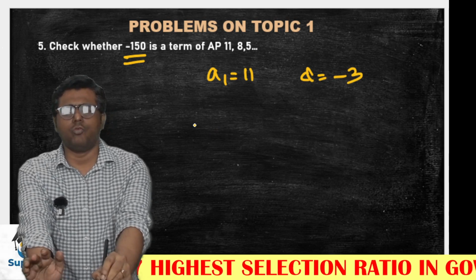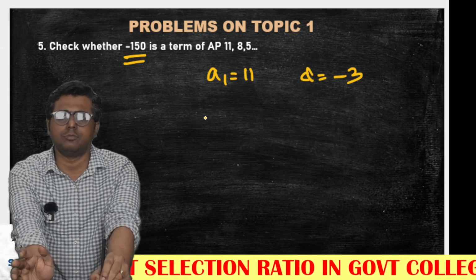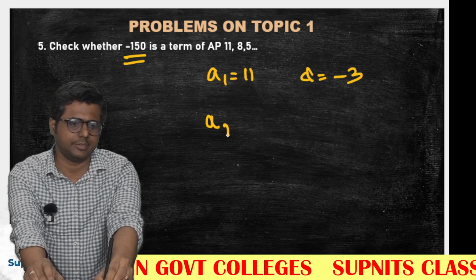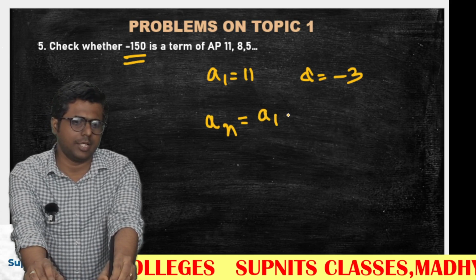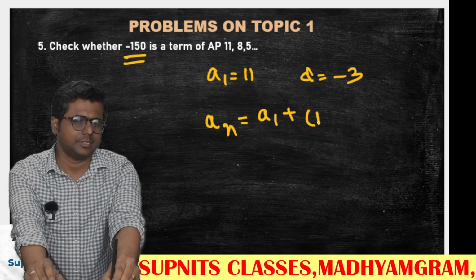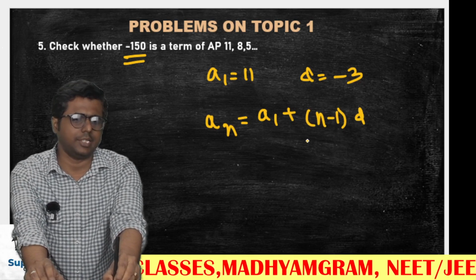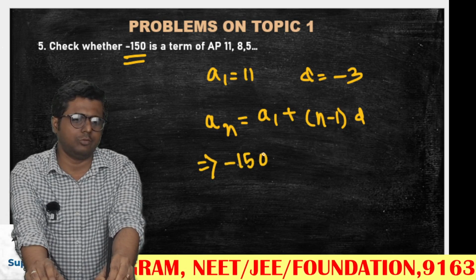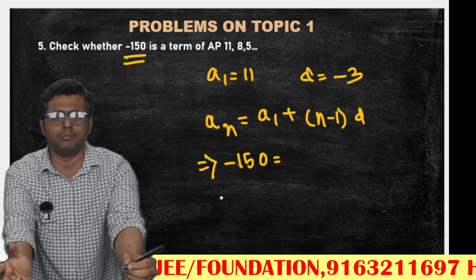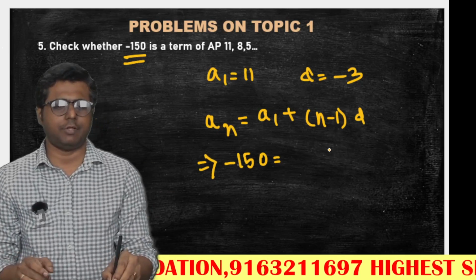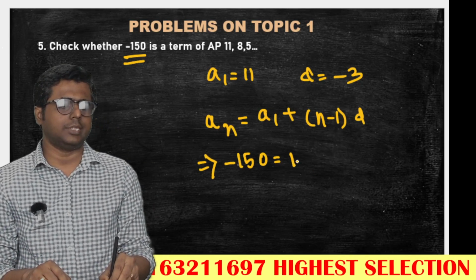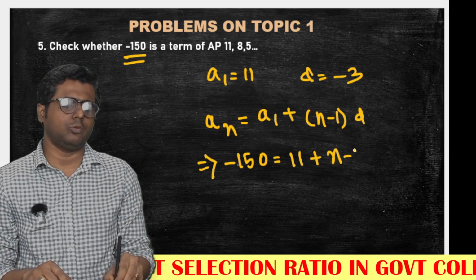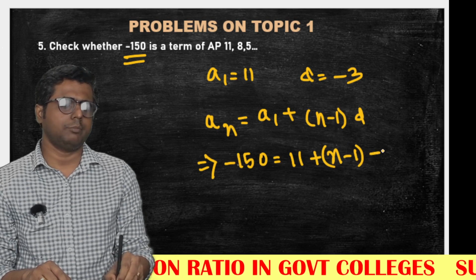So, I do not know what is minus 150, I do not know which term it is. So, I will take this as AN is equal to A1 plus N minus 1 D. So, AN I will put as minus 150 because I have to find out whether this is any term of the AP or not. So, A1 I will put as 11 plus N minus 1 as it is, because I do not know what is N, times minus 3.